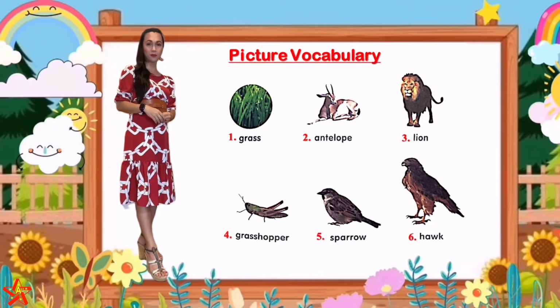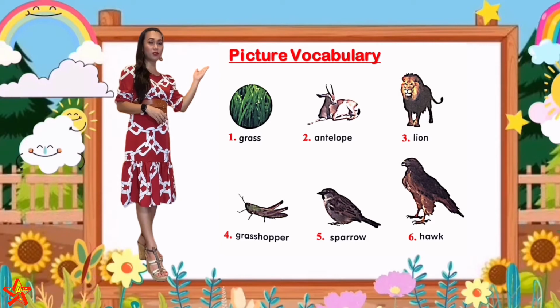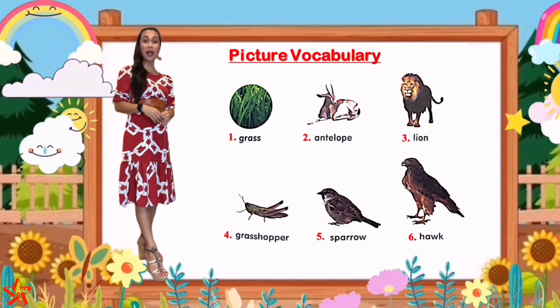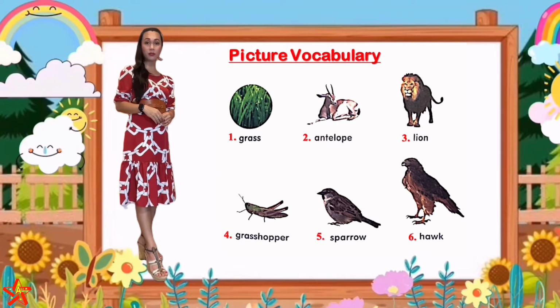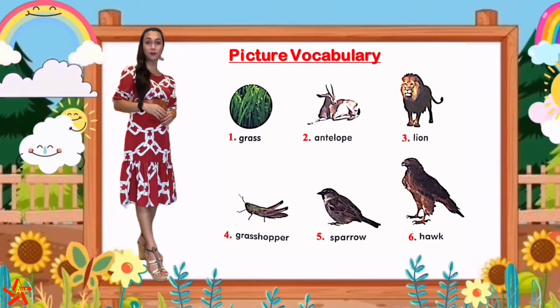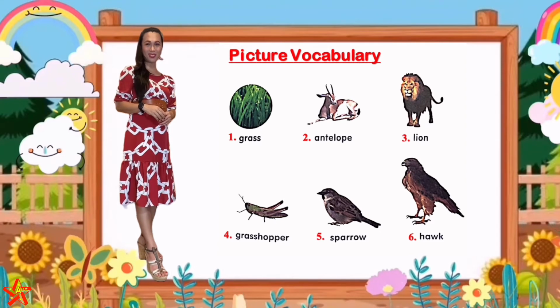H-A-W-K. Can we read all these words one more time? Grass, antelope, lion, grasshopper, sparrow, hawk. Can you read that for me, please? Very good. Well done.